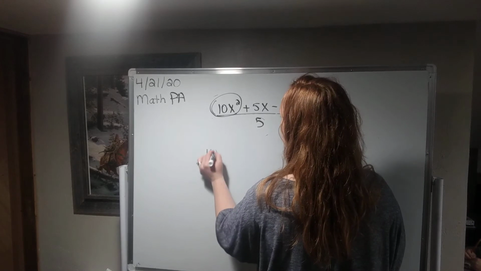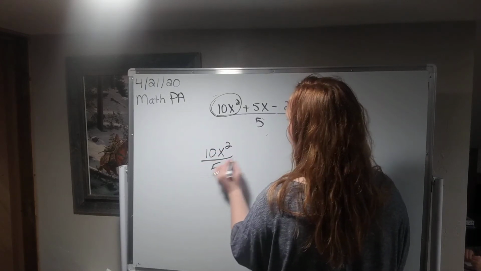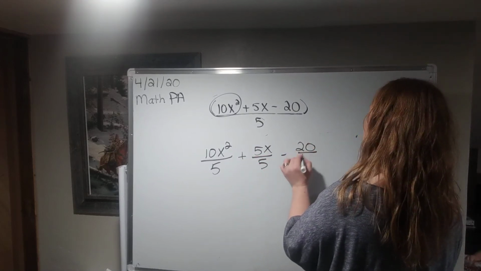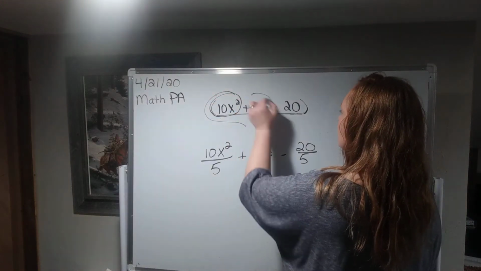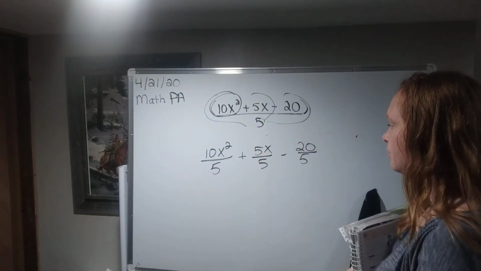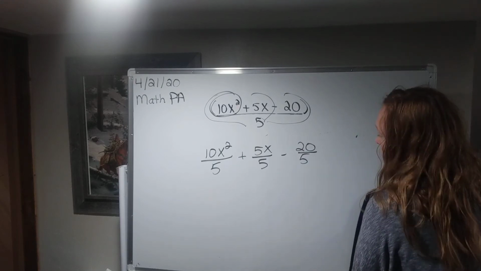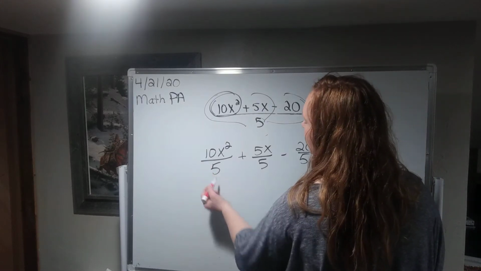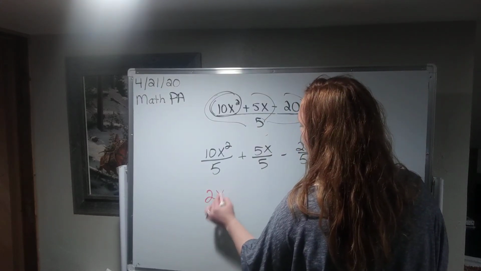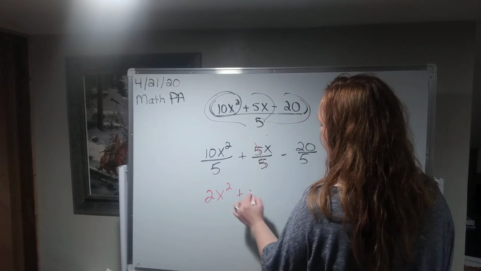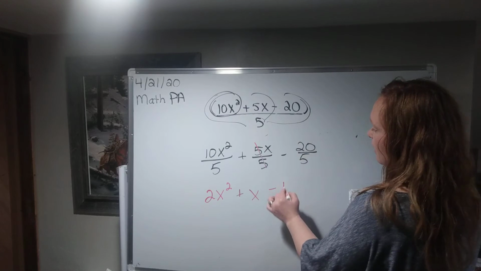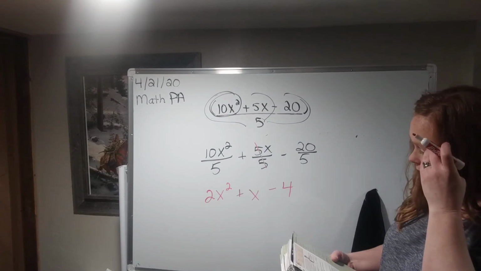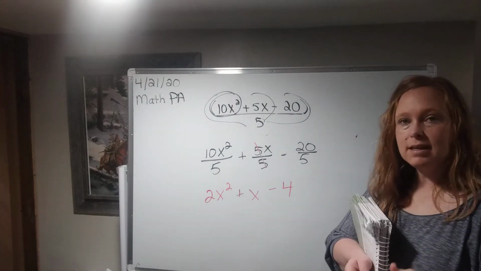Okay, so 10x squared divided by 5 plus 5x divided by 5 minus 20 divided by 5. We're saying everything in here needs to be divided by 5. So this is actually the problem that you're doing. I've separated it, and now I can do the problem this way. 10 divided by 5 is 2x squared. These cancel, so plus x, minus 20 divided by 5 is 4. So 2x squared plus x minus 4, and I can't do anything else to that problem.